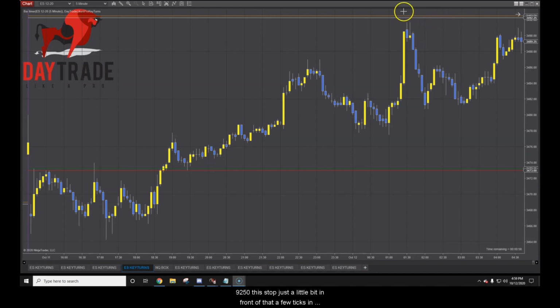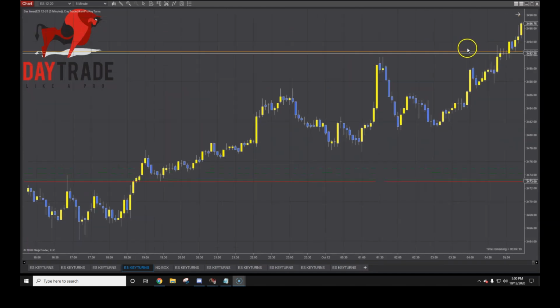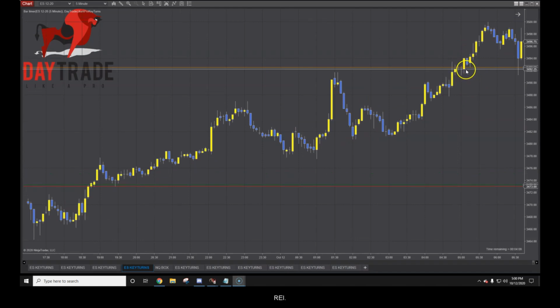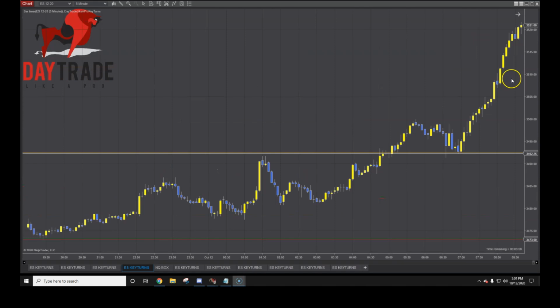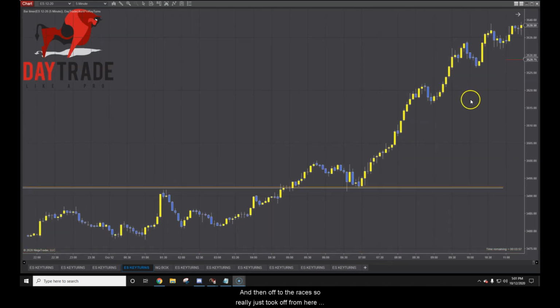The next one was up here at 92.50. This stopped just a little bit in front of that, a few ticks in front of there. And either way, that's about a 19 or so point move up to there. And then the move back down here. And then I want to walk through what happened here. The break right here, we tested, we broke above here, came back and tested right here, and then off to the races.